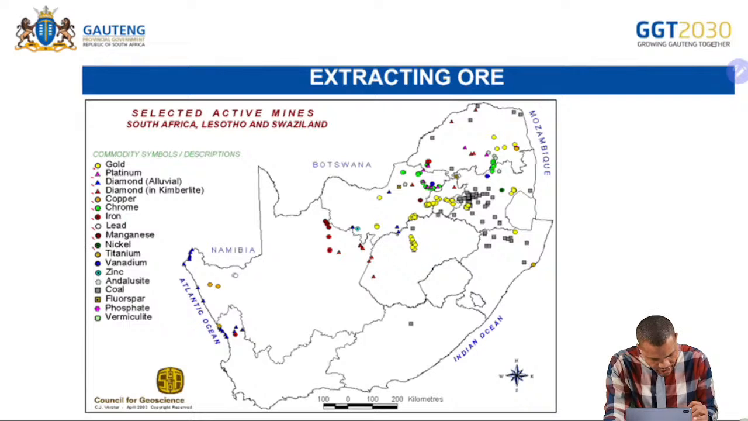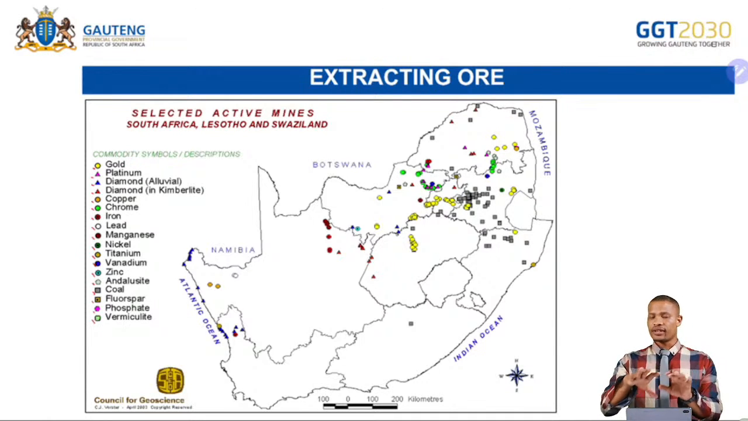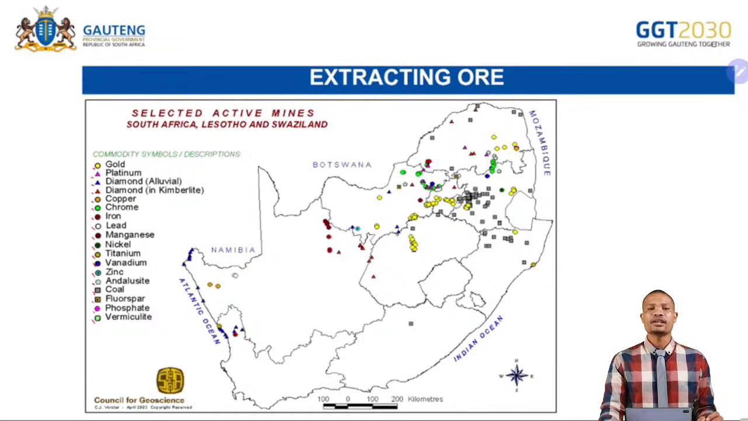The dark green one with a dot is nickel. This one, which looks dark orange, is titanium. This blue circle is vanadium. This light blue or powder blue with a dot is zinc. And then this one is andalusite. Then the gray square is coal. The orange square with the dot is fluorspar. And then this one is phosphate, and the last one is vermiculite. So we have all of these minerals that are found within the South African lithosphere.